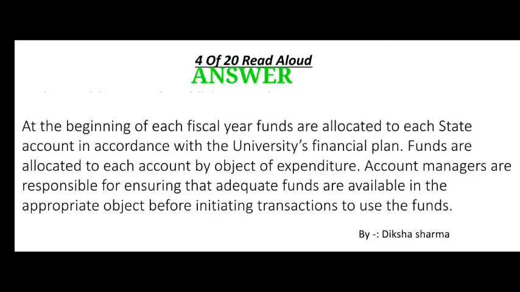At the beginning of each fiscal year, funds are allocated to each state account in accordance with the university's financial plan. Funds are allocated to each account by objective expenditure. Account managers are responsible for ensuring that adequate funds are available in the appropriate object before initiating transactions to use the funds.